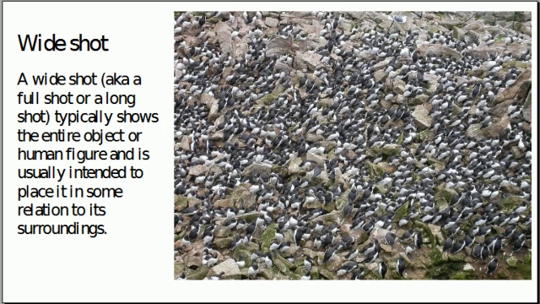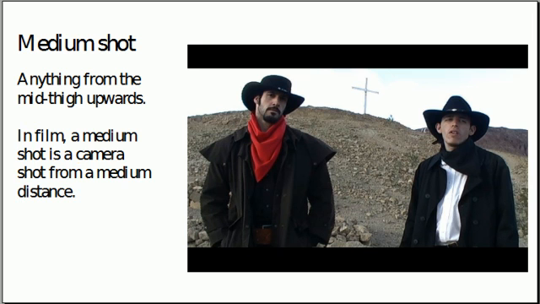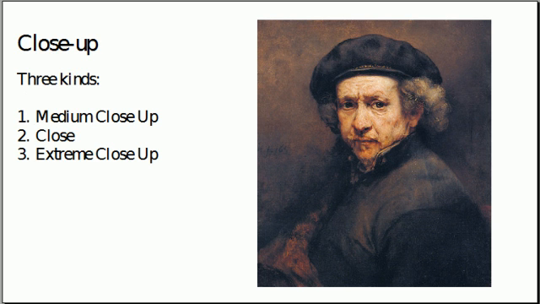The wide shot, in this case seabirds on a rock, is, as everybody really knows, the whole scene. So it's basically you're showing everything, similar to an establishing shot. It just means you're including all the objects in the scene. A medium shot tends to be anything from sort of mid-thigh upwards and tends to show the full figure, like these two gentlemen here.